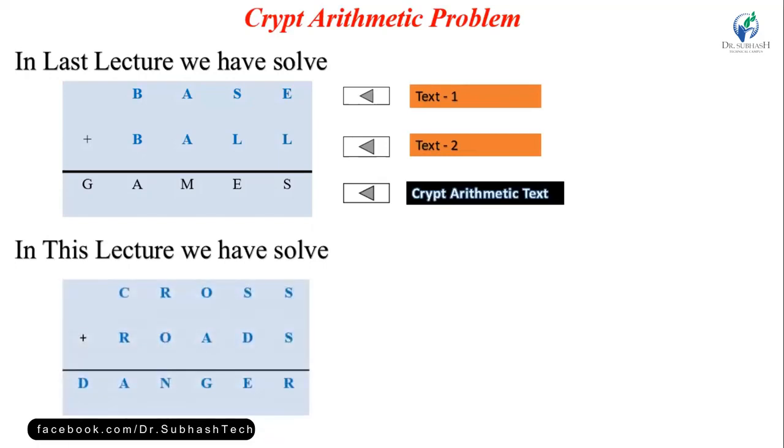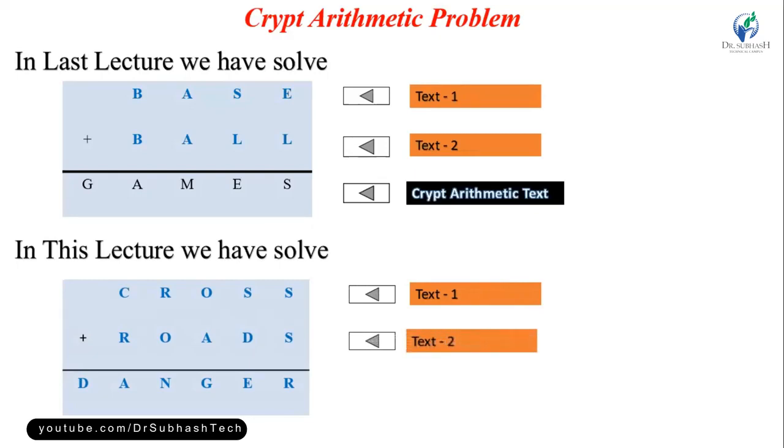In this problem, we have two texts: text 1 is CROSS and text 2 is ROADS, and with the help of addition, we get the cryptarithmetic text DANGER. Before starting the lecture, I have introduced some basic rules for cryptarithmetic problems.